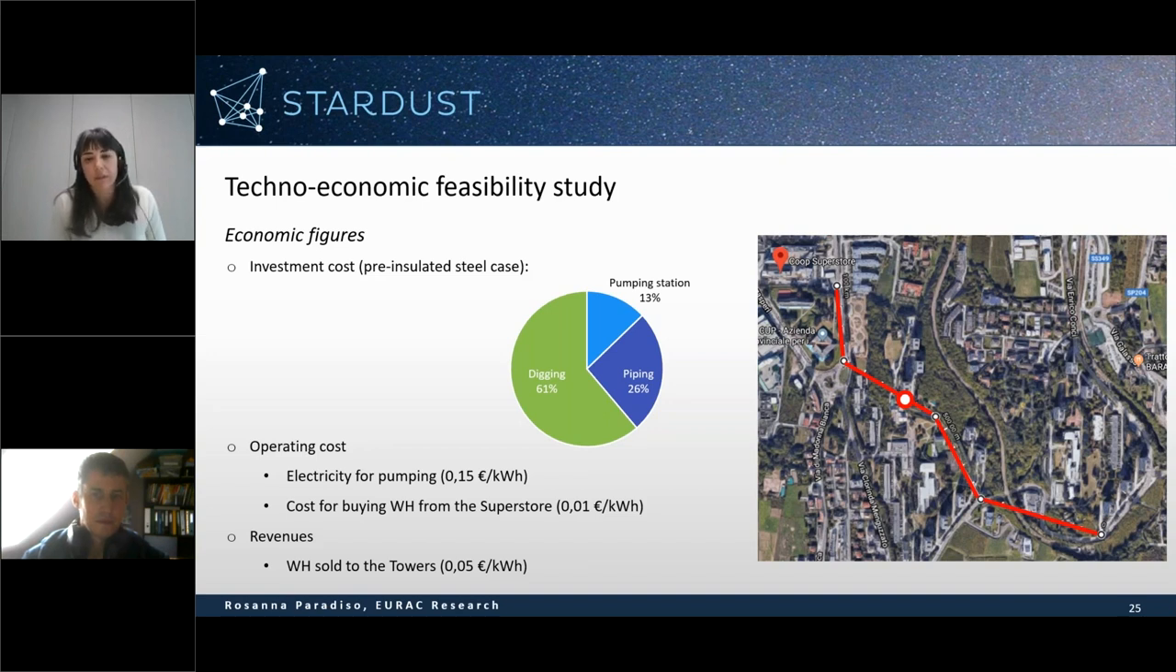Then the revenues of this system, of this investment, derive from the waste heat sold to the towers. It has been considered at 5 euro cents per kilowatt hour, which is more or less 50% of the natural gas costs, and it is a value that is believed to be economically sustainable, considering also the performances of the heat pumps operating in the season.